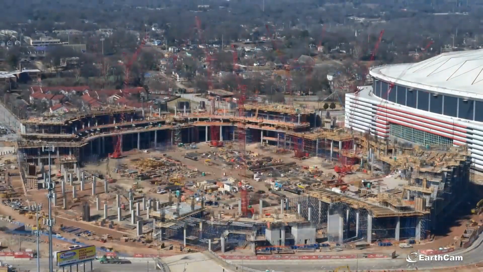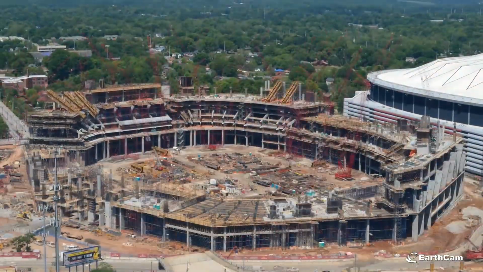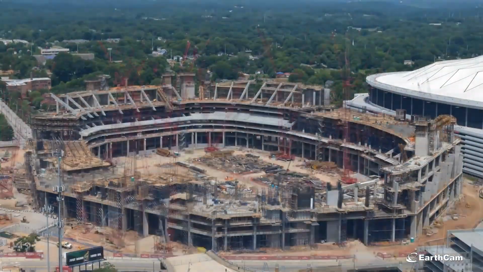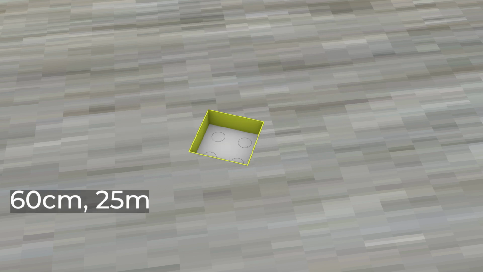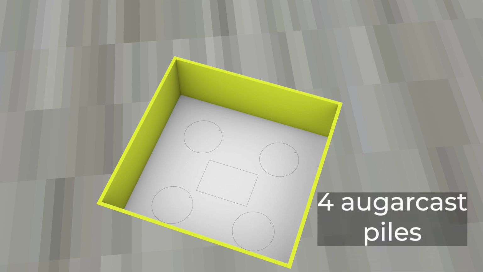Standard columns carry smaller loads compared to the mega columns and therefore use the more economical and faster auger cast pile method. This method involves withdrawing the drill while simultaneously injecting concrete, followed by inserting the rebar cages. The standard columns use rebar cages with a diameter of 60 inches and a depth of 25 meters to reinforce the soil. Each standard column typically has a pile cap supported by 4 auger cast piles.